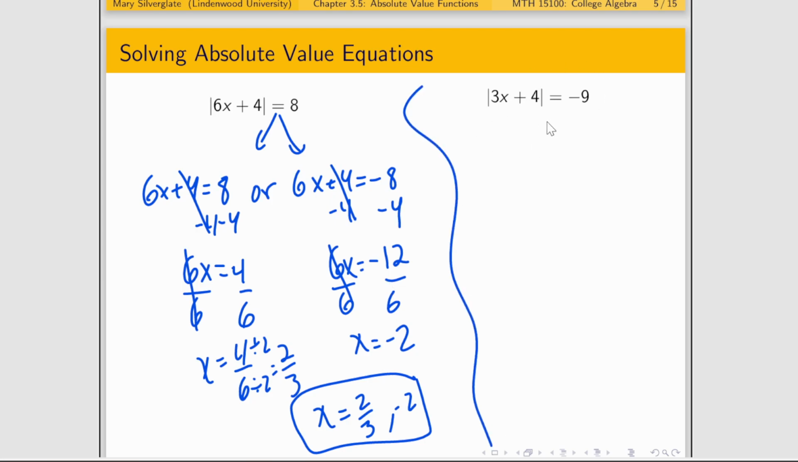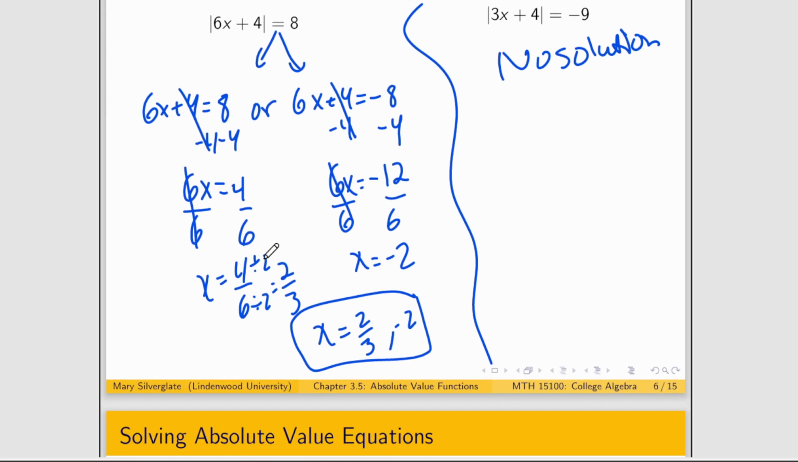For this next one, don't go on autopilot. If I say the absolute value of something equals negative 9, what's the problem? That's not possible, so this is no solution. There's no way the absolute value of something is negative 9. It doesn't work by the definition of absolute value.